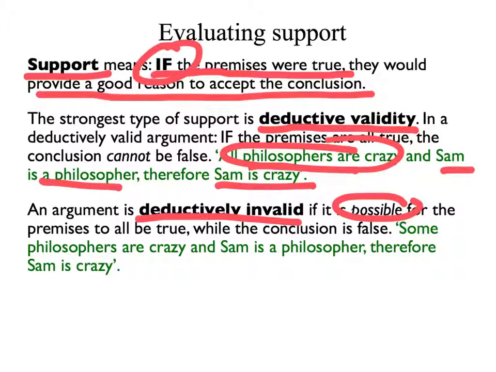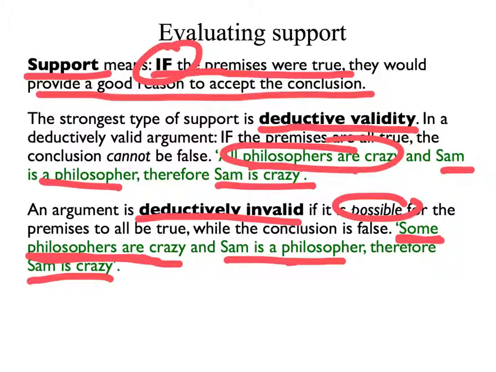For example, very similar argument, I've just changed the first premise to some philosophers are crazy. Second premise, Sam is a philosopher, therefore Sam is crazy. Now this is invalid because even if both the premises were true, maybe Sam is one of the philosophers who isn't crazy.